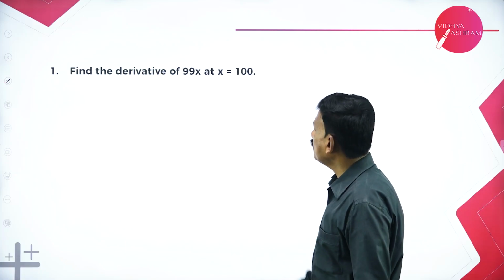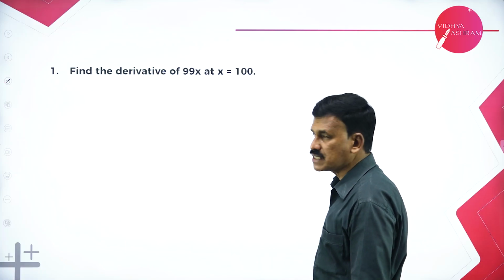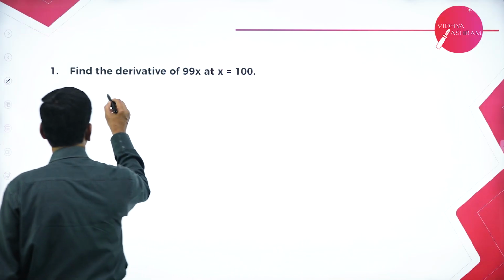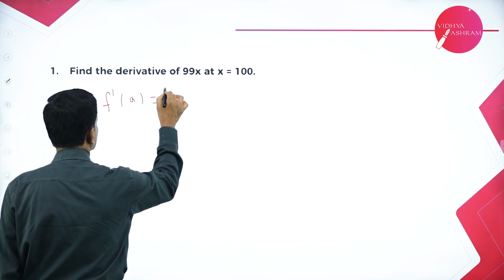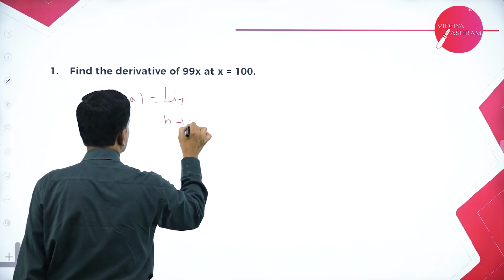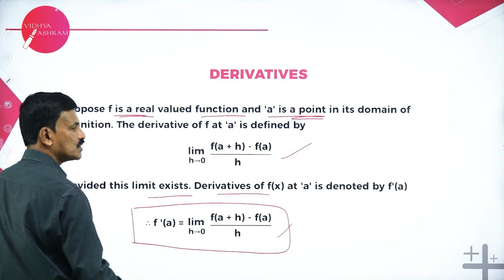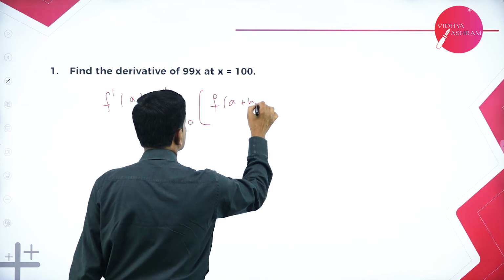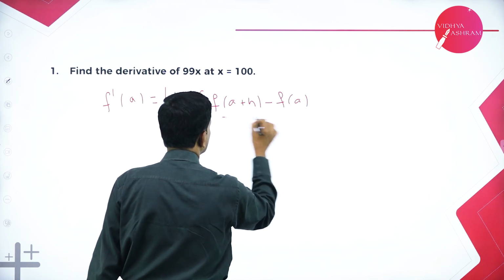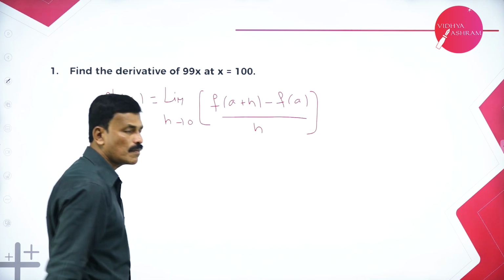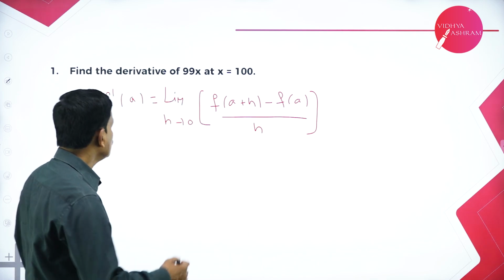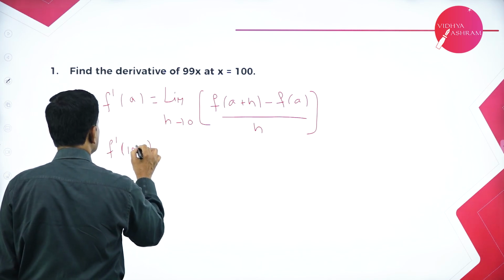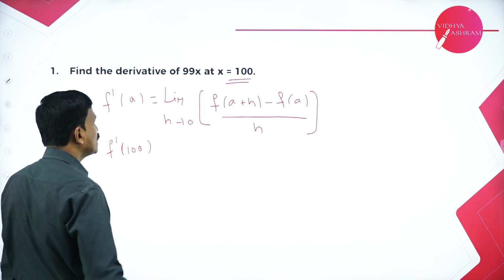Now, find the derivative of 99x at x is equal to 100. By the definition of the derivative, what is f dash a? We know that f dash of a is equal to limit h tends to 0 of f of a plus h minus f of a divided by h. This is the definition. Now, instead of a, let us take f dash of 100, since we need the derivative of 99x at x is equal to 100.